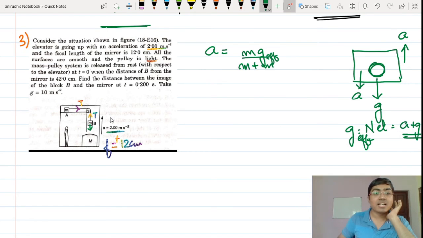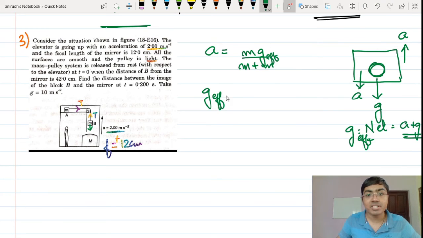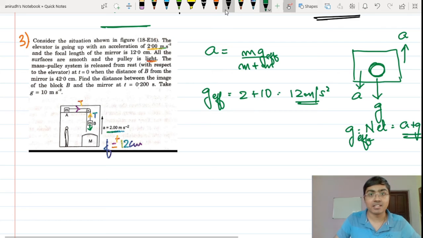Acceleration is 2 here, so what is g effective here? Obviously that is nothing but 2 plus 10. I will take this as 12 meter per second square. Okay, I hope you got this particular concept as such.